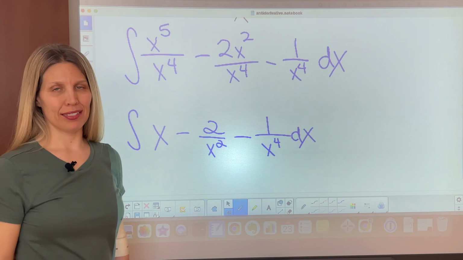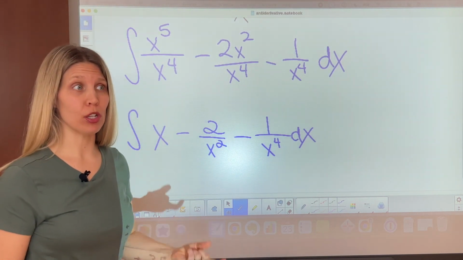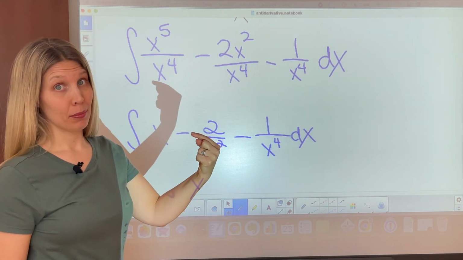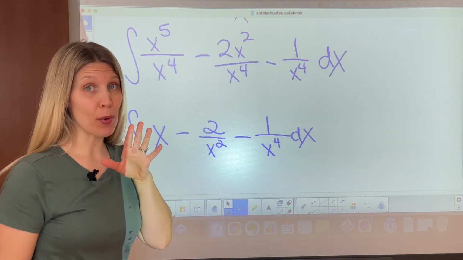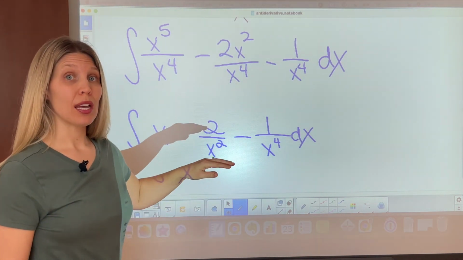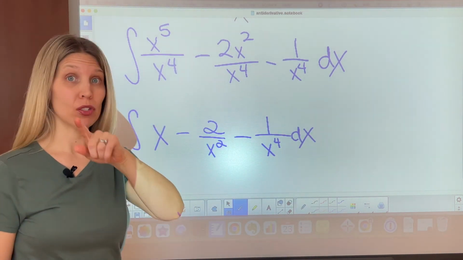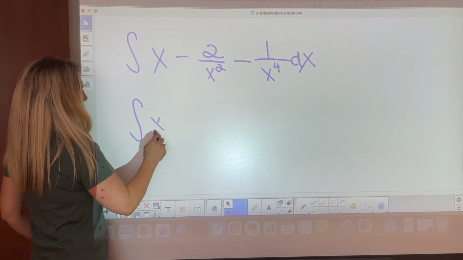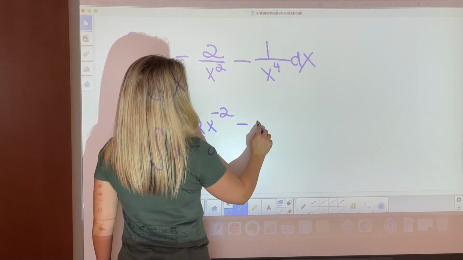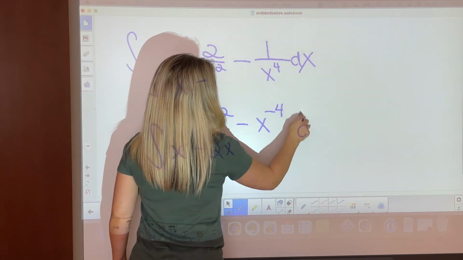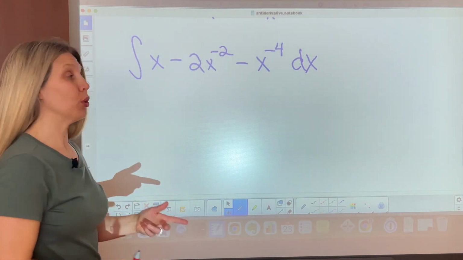You're like, great, now I have 2 fractions. How do you get a variable that's in the denominator of a fraction to jump up top? Do you remember? That little negative sign says, hey you, flip over. So if we make those variables in the denominator of a fraction up top, we can make them negative. So watch. So now we have the integral of x minus 2x to the negative 2nd minus x to the negative 4th dx. Now we can go through and just use our antiderivative or our integration rule here.